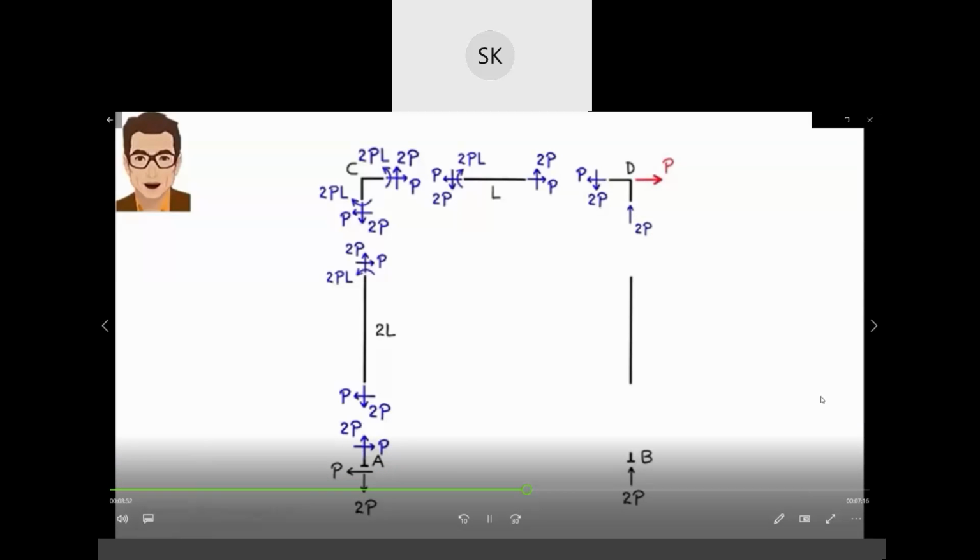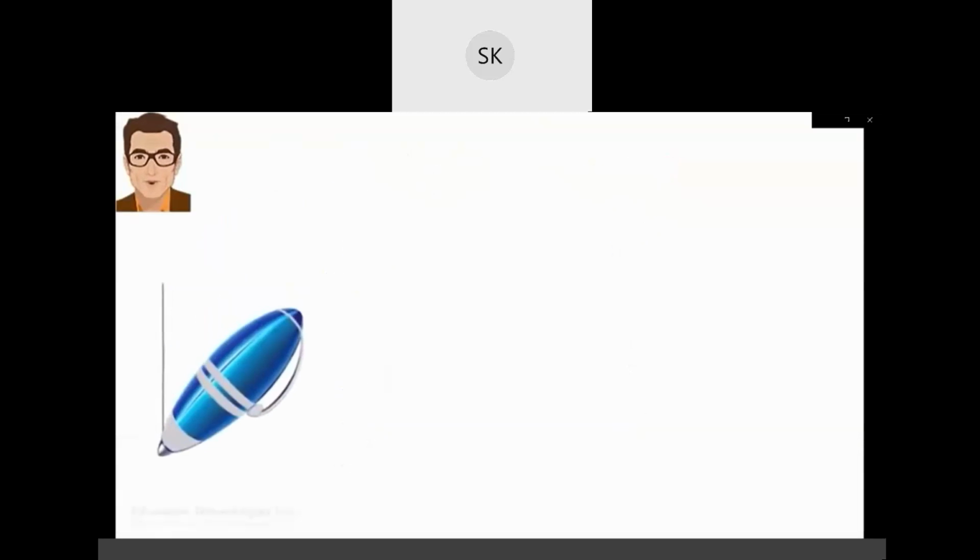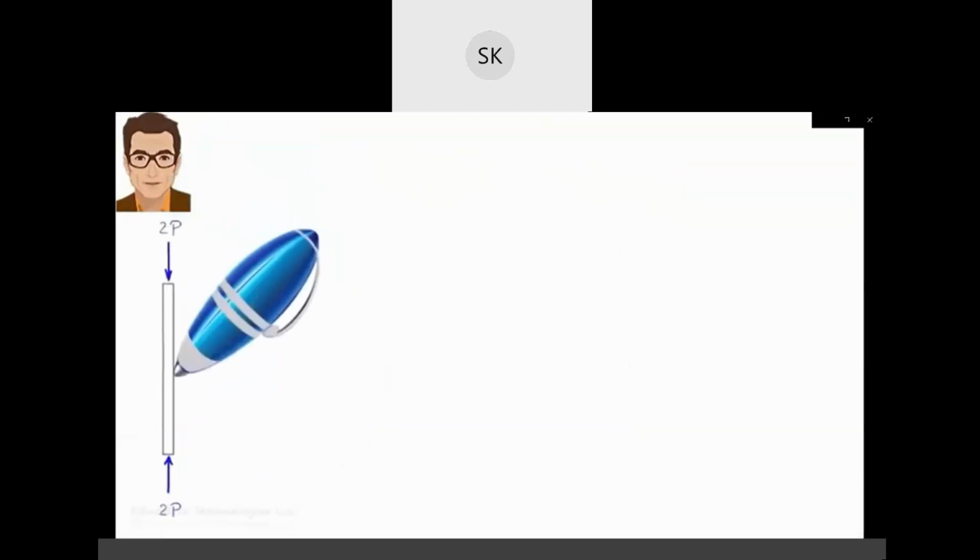Lastly, here is the free body diagram for member BD. The member carries only an axial load. Now that we know all the member forces, we can calculate the internal energy for each member. Let's start with member BD. The member is subjected to an axial force only.